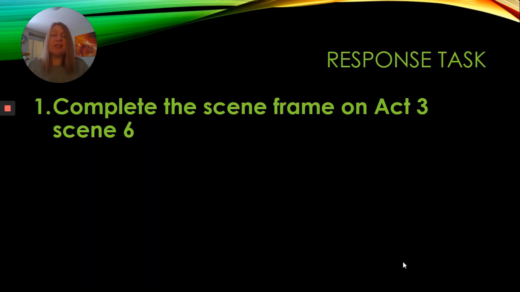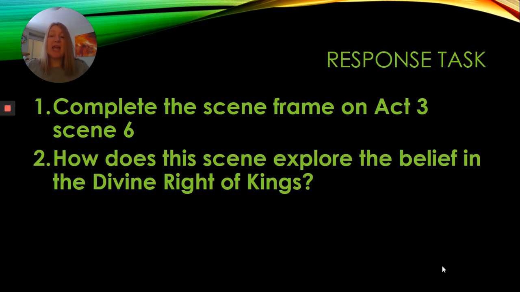So what do I want you to do? Again, I want you to complete the scene frame on Act 3, Scene 6. And again, there's a paragraph here for you to write: how does this scene explore the belief in the divine right of kings? Both of these questions are about context. So on Scene 5, it's all about the idea of the play as a tragedy. This one, it's to do with the Jacobean worldview and their belief in the role of a king. And so this is an opportunity for you to practice making really clear links to the context of the play.